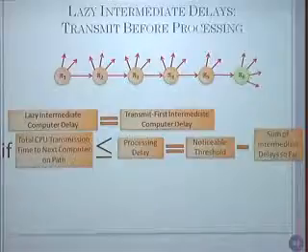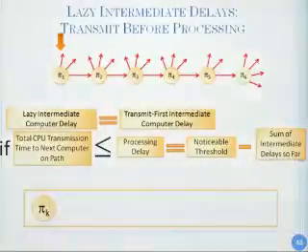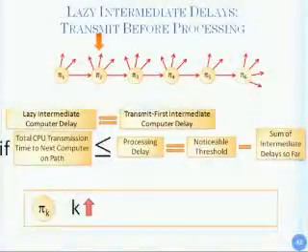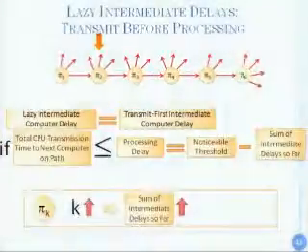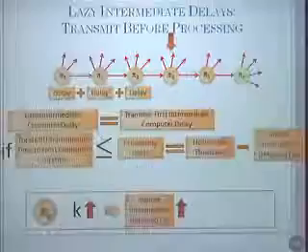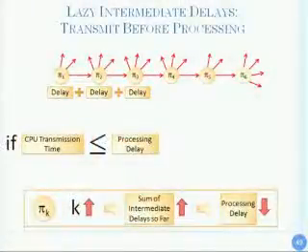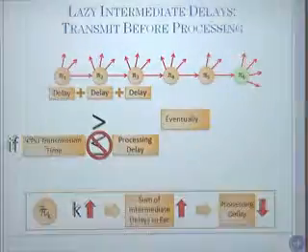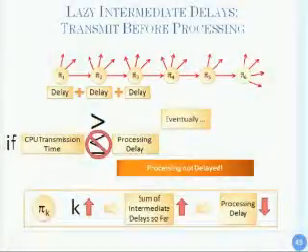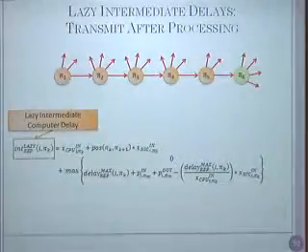But let's see what happens to the kth computer in the path as k increases. As k increases, the sum of the intermediate delays experienced so far also increases. So it's going to get bigger, and as a result, the processing delay is going to get smaller. Eventually, this processing delay is going to be less than the total CPU time required to transmit to the next destination on the path, in which case we have to consider the second case of the lazy policy, in which transmission happens after processing. Question?